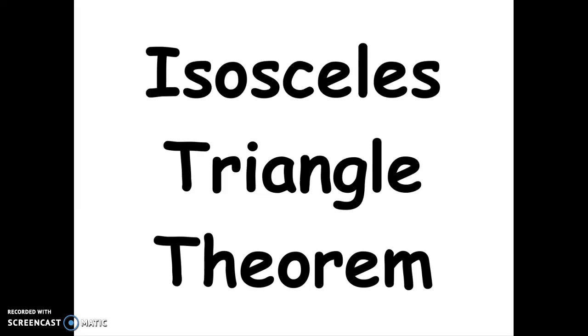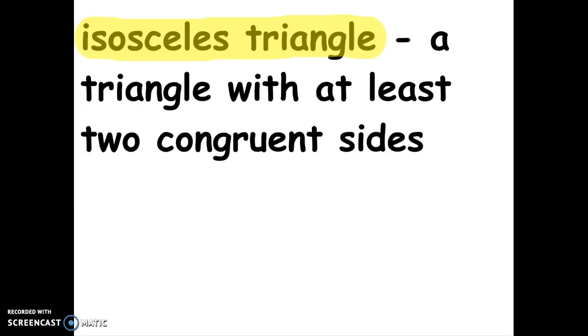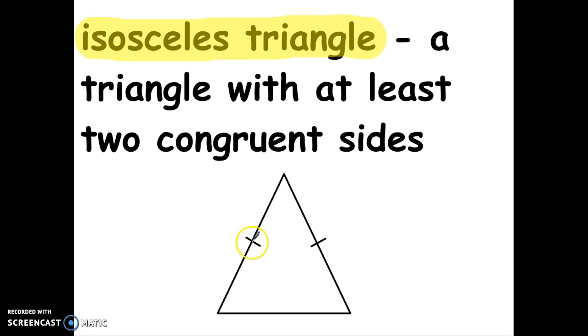Isosceles triangle theorem. An isosceles triangle is a triangle with at least two congruent sides. And we know that the tick marks represent congruence, so that means that these are equal. These are two congruent sides.